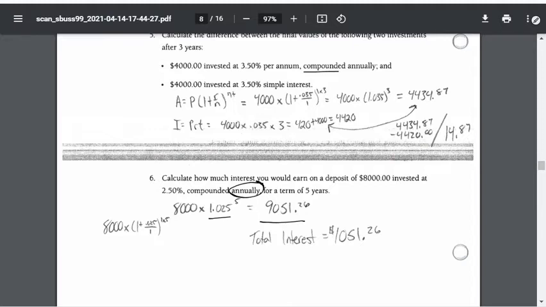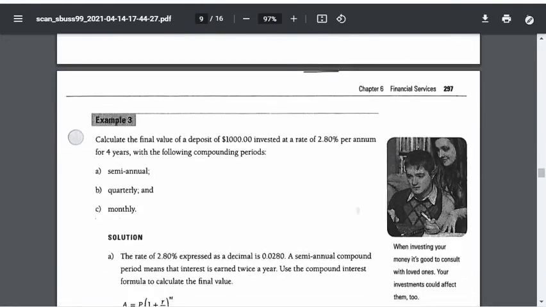$9,051.26. So how much interest is that? Well, you started with 8,000, so take 9,051.26 and take off what you started with, and that's how I got that answer. Again, if I'm moving too fast, just pause the video, get your information down, and then start up again. All right.